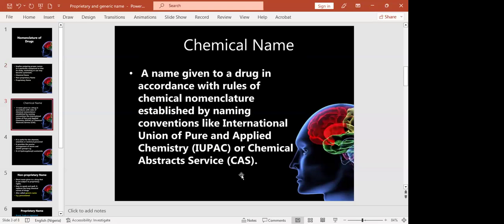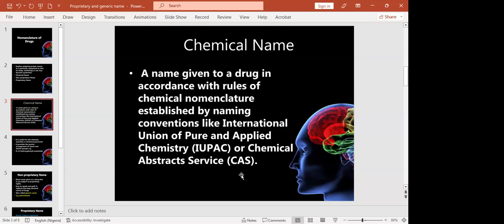So chemical name, simply from the word chemical. It's a name that you give to a drug in accordance with the rules of chemical nomenclature. When you hear nomenclature, it just means naming, and it is established by certain conventional bodies. Just the same way you have bodies like the MDCN, the Medical and Dental Council of Nigeria, that name various vocations of various segments of the medical field. So IUPAC is the International Union of Pure and Applied Chemistry. What they do is name chemical compounds.